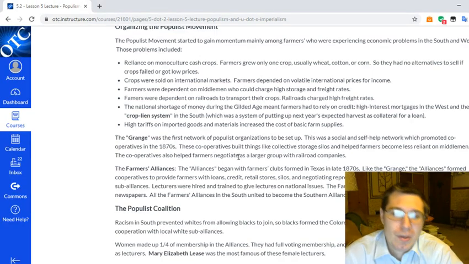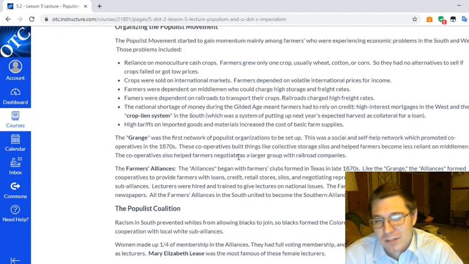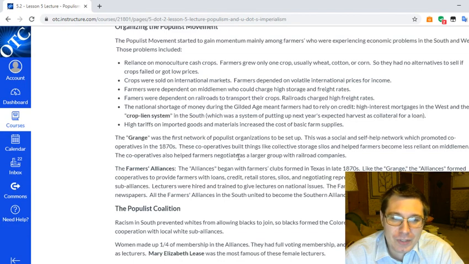These farmers' cooperatives built things like collective storage silos and helped farmers become less reliant on middlemen. These cooperatives also helped farmers negotiate as a larger group with railroad companies. Then came another network called the Farmers Alliances. These alliances began with farmers' clubs formed in Texas in the late 1870s.